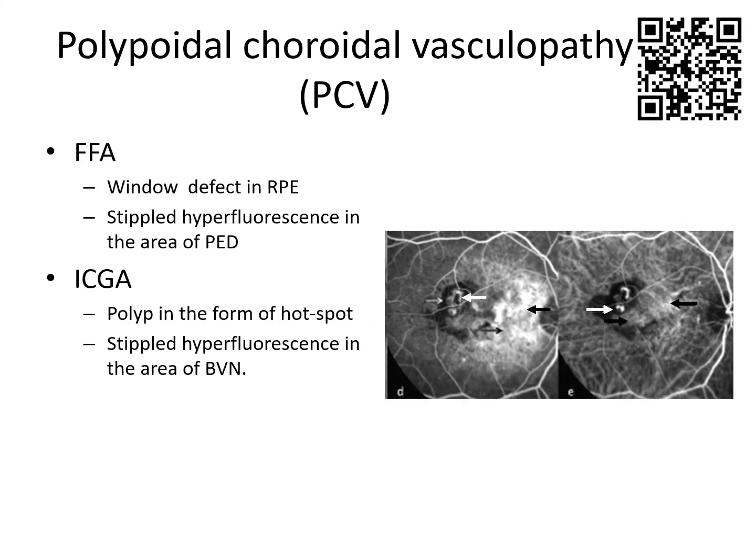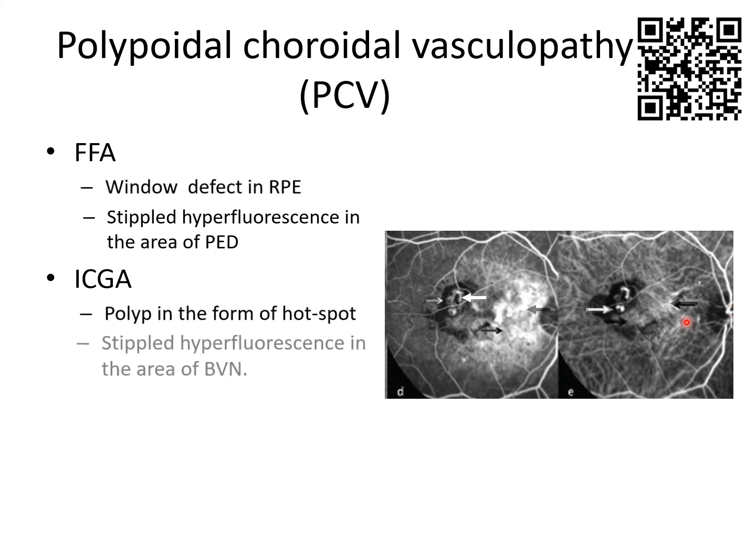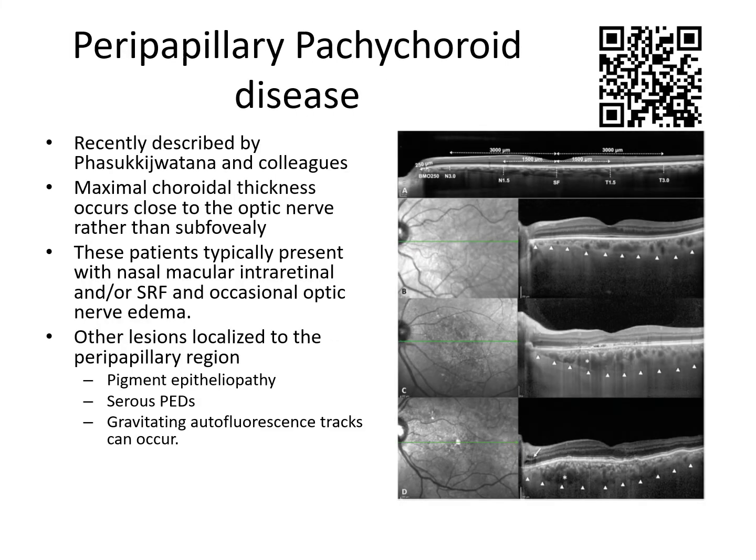When we look at angiography, we see window defects in the RPE. These are the window defects in the retinal pigment epithelium. There is stippled hyperfluorescence in the area of PED. On ICG, we see polyps which form the hot spot and a stippled hyperfluorescence in the area of the branching vascular network, which is seen here.